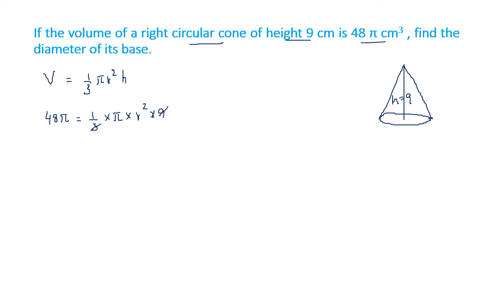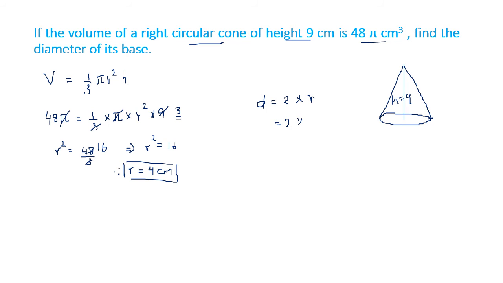So 48 pi equal to 1 upon 3 into pi r square h, h is given 9. 3 3s are 9, and pi got cut. So we got a 3 here. So r square equal to 48 upon 3. 3 16s are 48. Implies r square equal to 16. Therefore r is equal to square root of 16, that is 4 centimeter. So radius is 4 centimeter, but we have to find the diameter. The diameter is 2 times the radius. So 2 into 4 equal to 8 centimeter. Diameter of the base we calculated is 8 centimeter.